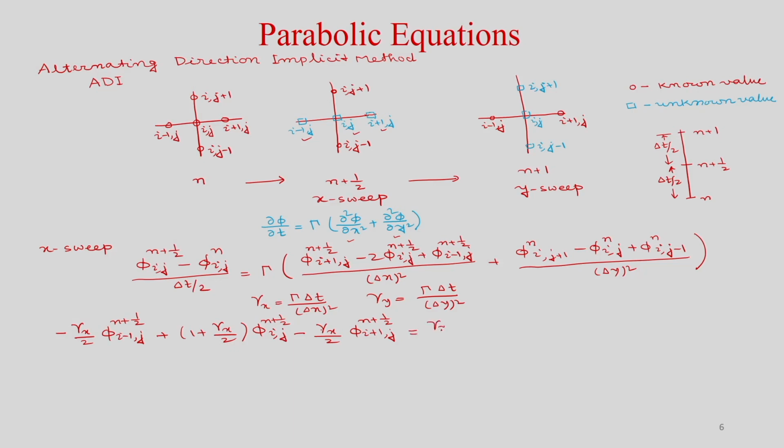So, it will be gamma y by 2 phi I j plus 1 at n, plus 1 minus gamma y phi I j n, and gamma y by 2 phi I j minus 1 at n. Sorry, this will be gamma y only, because the 2 are there, so it will cancel out.